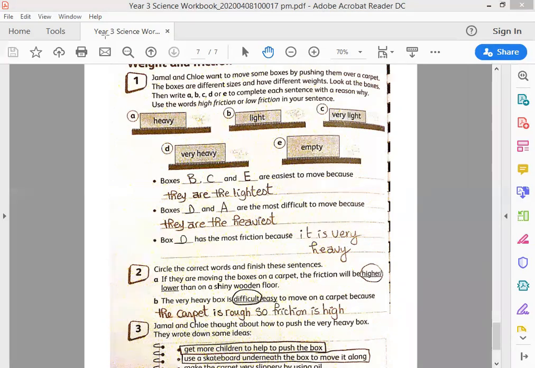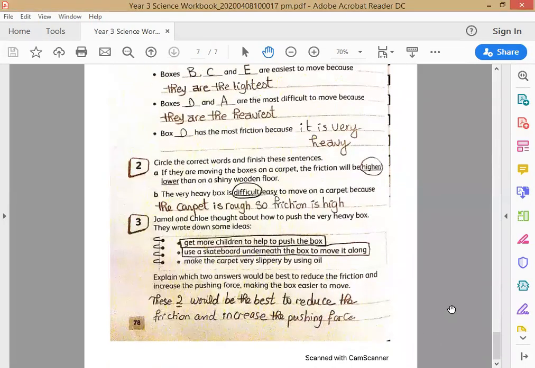Okay, question number 2, it asks you to circle the sentence to complete it. If they are moving the boxes on carpet, wow, what do you think about the carpet? Is it a rough or smooth surface? Yes, carpets are rough surfaces, and that's why they have high friction. As we said before, the rough surface has high friction, while smooth surface has low friction. So if they are moving the boxes on a carpet, the friction will be higher, of course, than on a shiny wooden floor, because a shiny wooden floor is very smooth.